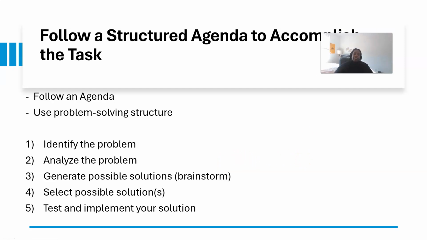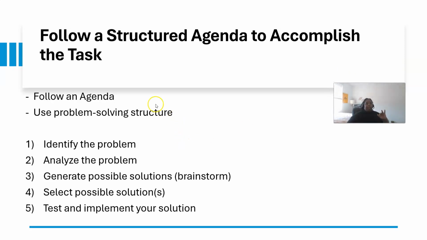So you can also follow a structured agenda to accomplish the task. We have the agenda in our class, or you can use the problem solving structure. This is a step-by-step way in order for you to complete your task in a systematic manner. So, for example, you can identify what the issues or problems are. Say, for instance, there are communication problems or there are issues with putting information together. Identify the problems and then analyze. Think about what resources we can use to identify the problem. I am also a resource as your instructor. Brainstorm possible solutions and then select possible solutions.